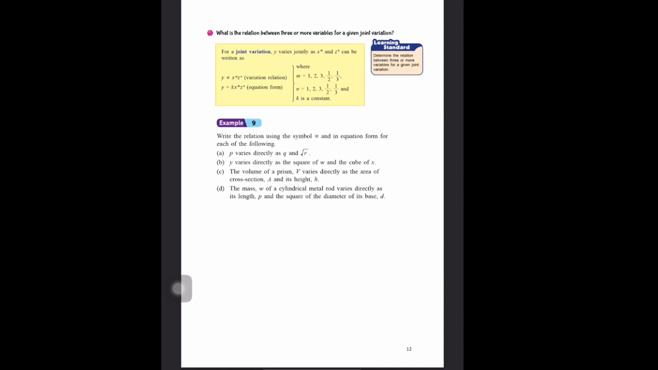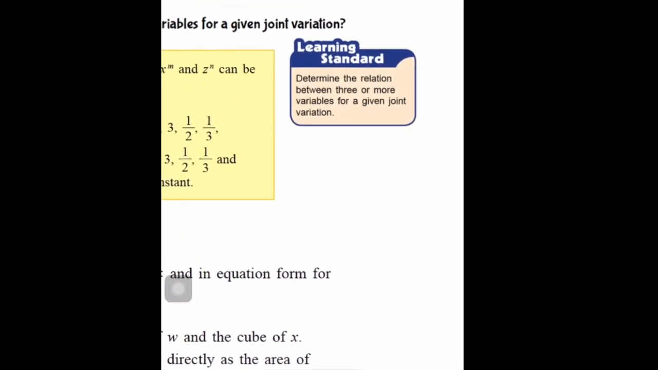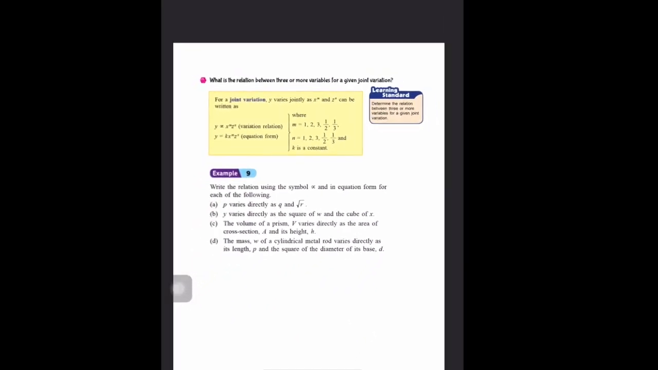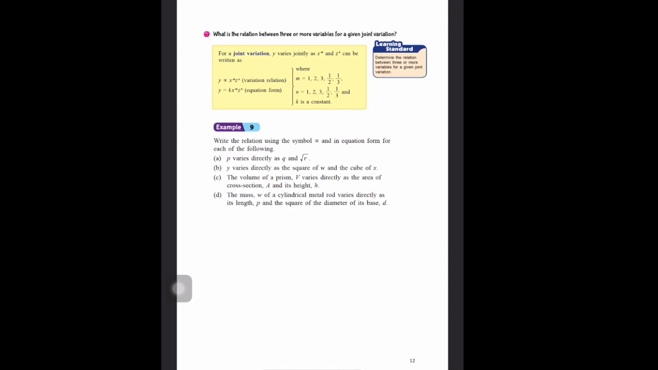Okay, now we proceed to the next learning standard. In this learning standard, you must know how to determine the relation between three or more variables for a given joint variation. So what is a joint variation? From the previous example, you know that you only have one-to-one relation, right? Now, the definition for joint variation.